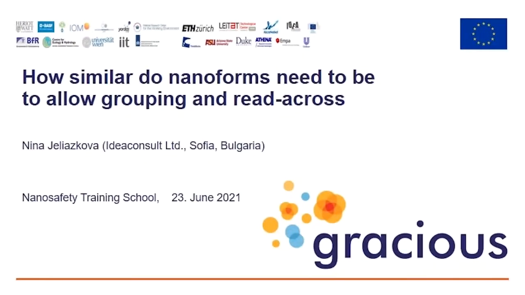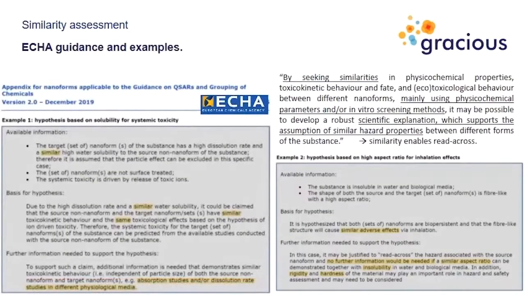The focus of this talk is an introduction to similarity assessment and the approach pursued by the Gracious project for estimating nanoform similarity. Why similarity assessment of nanoforms? The guidance on QSAR and grouping of chemicals, and specifically the 2019 appendix for nanoforms, indicates that looking for similarities in physical properties, toxicokinetic behavior and fate, and ecotoxicological behavior between different nanoforms may make it possible to substantiate the assumption of similar hazard properties between different forms of a substance.